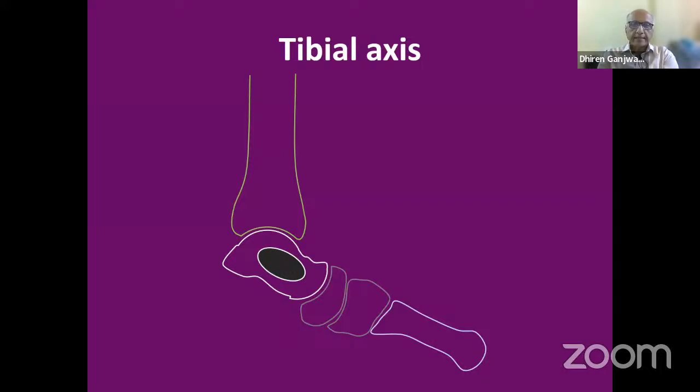For the tibial axis, we created a template and we use the long axis of the anterior surface, or the anterior border of the talus and the midpoint of the width of the tibia. We draw a parallel line and that becomes the tibial axis. You can see on this that this is how we measure the tibial axis.